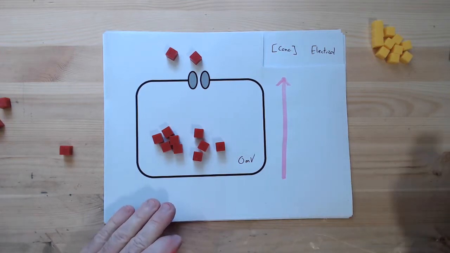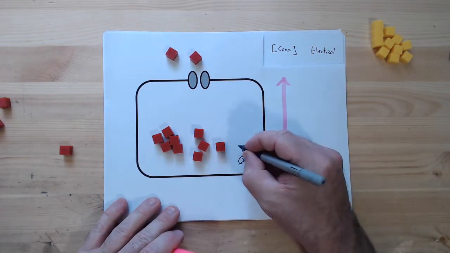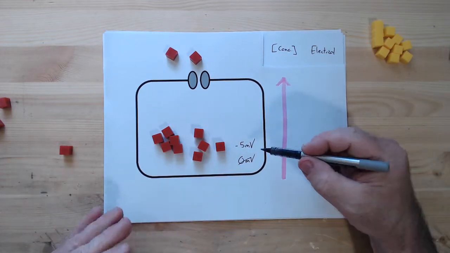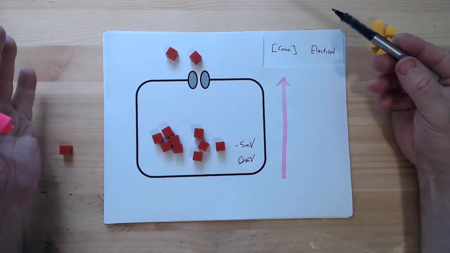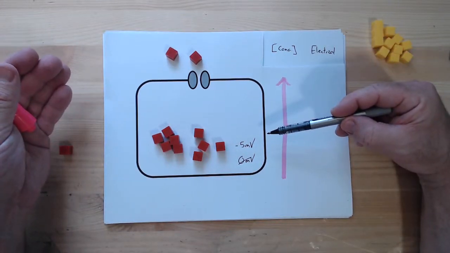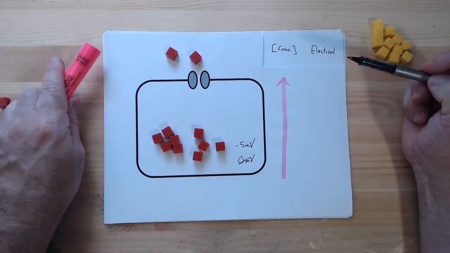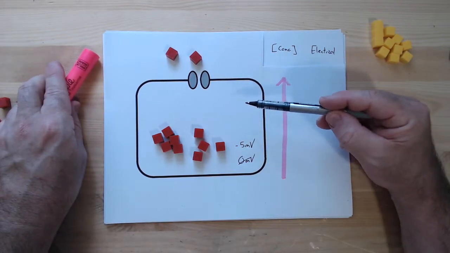Well, as that happens, because we're removing a positive charge, the cell is going to become a little more negative. And again, we're using these cubes to represent a lot of movement, so any one particular ion movement is not going to change the cell drastically, but this would represent a lot of ions moving. So the cell is becoming more negative.